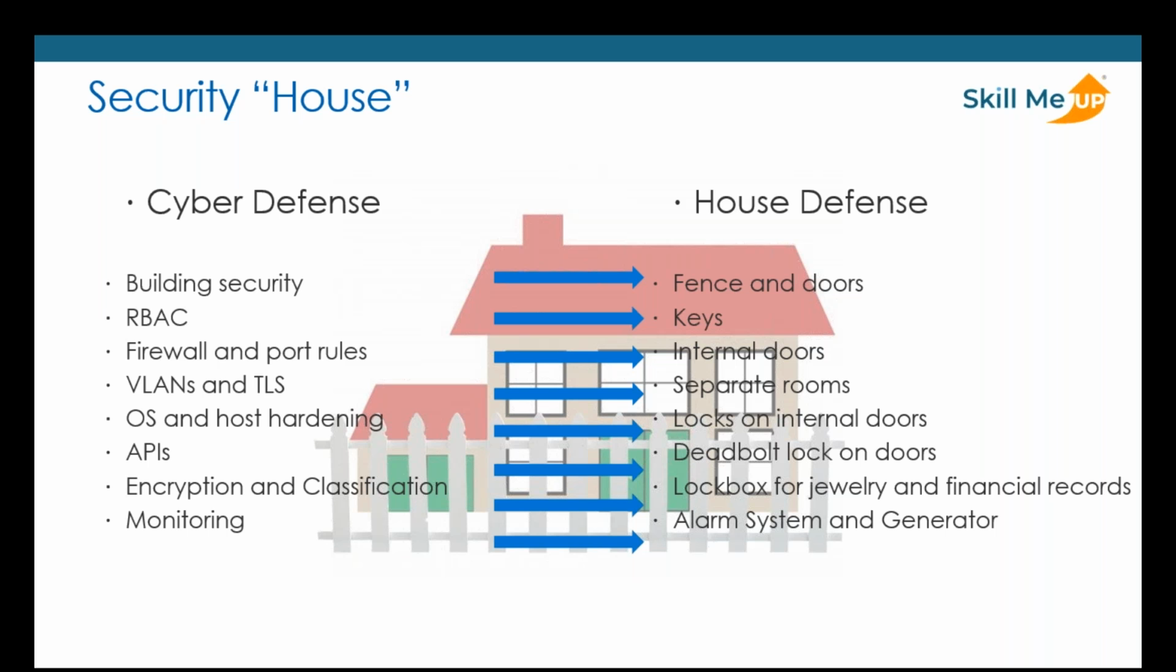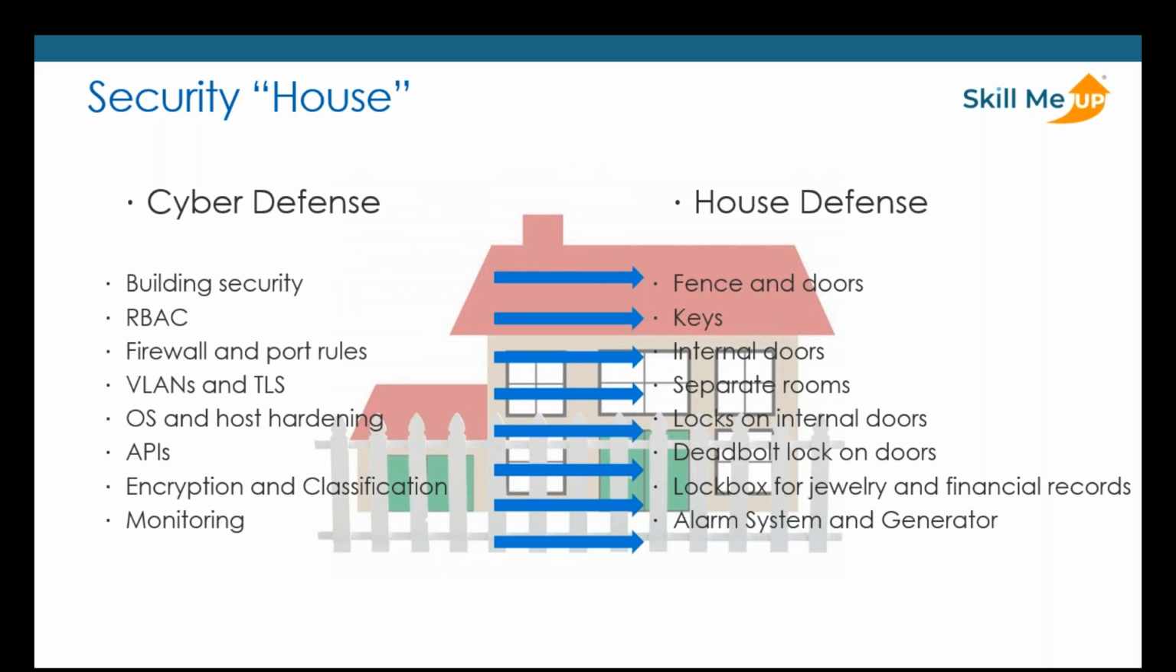And as we relate to that and take that to another level here, when we're thinking about the building security, in our house, we have our fence and doors. Role-based access control is really our keys. Who has access? Who has keys? Who has codes to our doors and to get into our facility? Firewalls and port rules, again, internal doors. You may have your teenage son or daughter with locks on their doors to keep you as parents out of there. So there's their port rule on their firewall with least privileged access to an internal environment. VLANs and TLS transmission, you have, again, separate rooms for every occupant of your house.